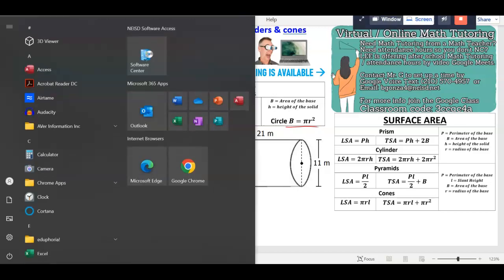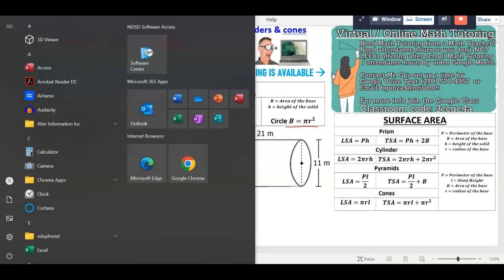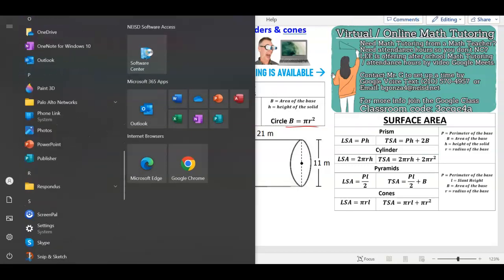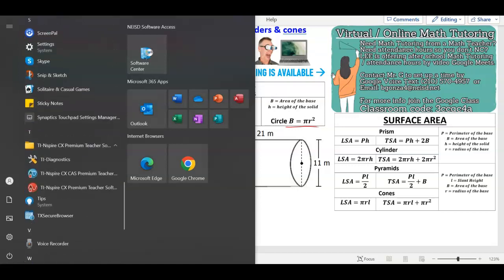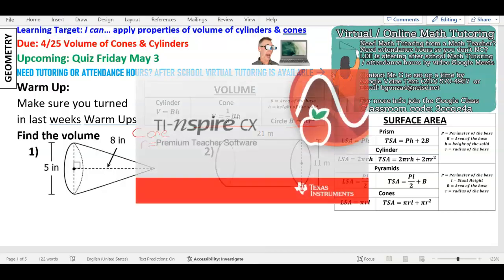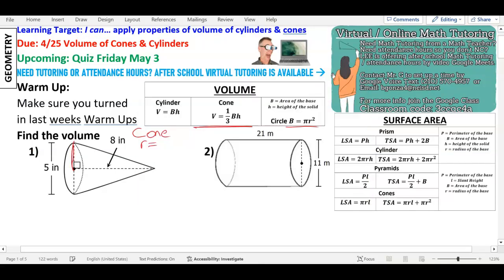Hold on one second. I got to get my calculator. Where is it? All right, here we go. So halfway across is my radius. So it's 5 divided by 2. What's 5 divided by 2? 2.5. Okay.